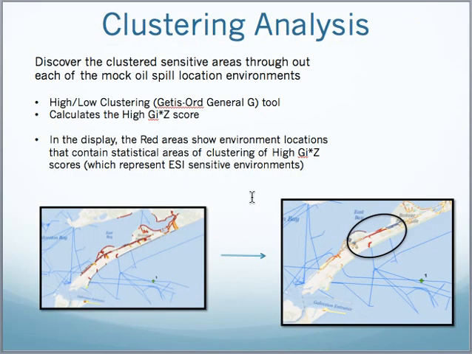So after I pulled out the environments that would be impacted by these potential oil spills, I used the high-low clustering Getis-Ord General G tool to basically calculate the clustering of highly susceptible areas, so highly sensitive areas.